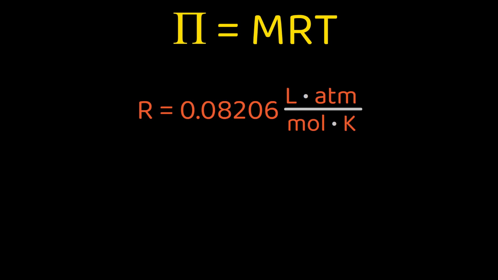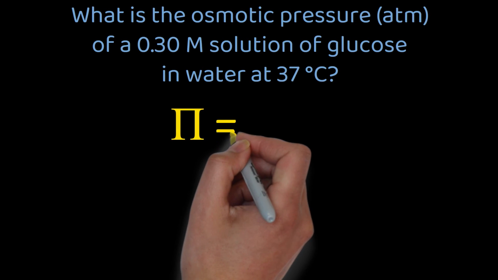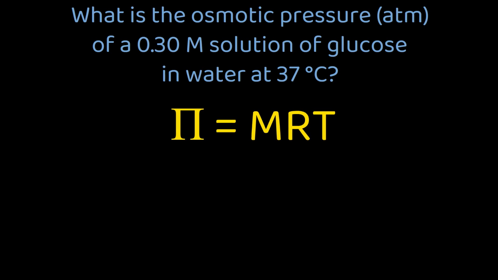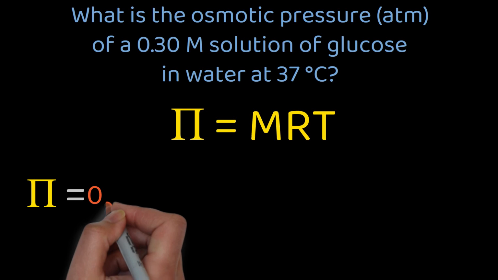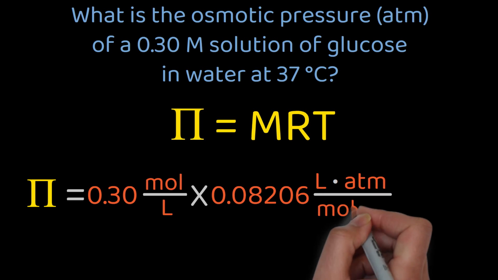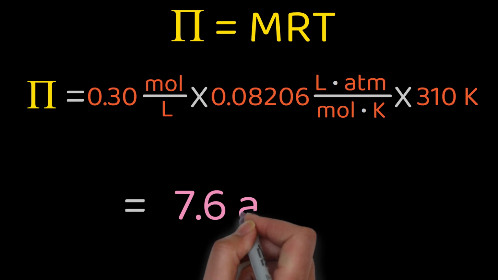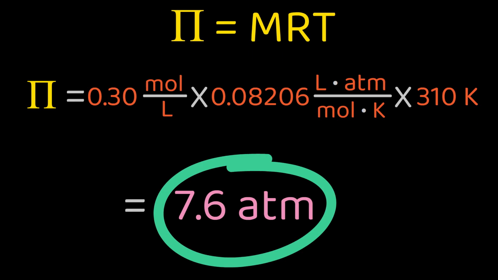0.08206. Assuming ideal solution behavior, what is the osmotic pressure in atmospheres of a 0.30 molar solution of glucose in water that is used for intravenous infusions at a body temperature of 37 degrees Celsius? The osmotic pressure is equal to the molarity of the solution, which is 0.30 molar glucose, and the temperature is 37 degrees Celsius, which needs to be converted to Kelvin. So 310 Kelvin. The units cancel and give us 7.6 atmospheres of osmotic pressure.